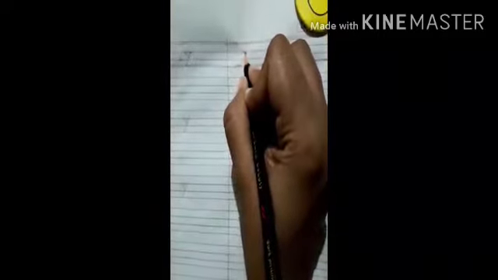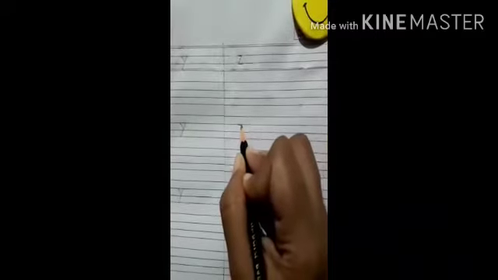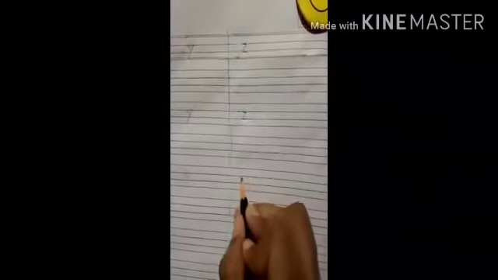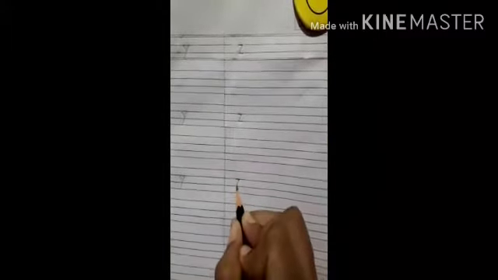Now we will write letter Z. Draw a short sleeping line, then make a slanting line, then draw a short sleeping line. Draw a sleeping line, then make a slanting line, then again make a sleeping line. This makes the letter Z. Draw a sleeping line, then make a slanting line, then again make a short sleeping line. This makes the letter Z.